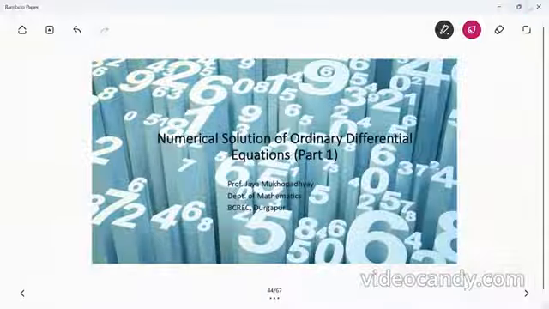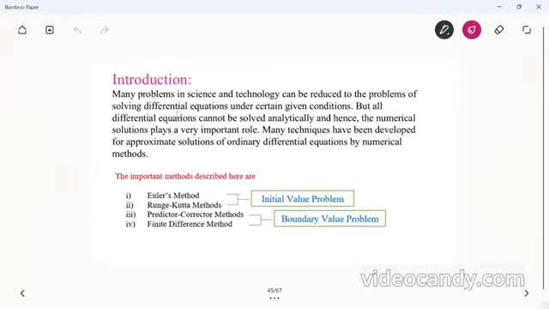So in this slide we are discussing first Euler's method, then Runge-Kutta method of order 2 and order 4. Now, introduction. Many problems in science and engineering can be reduced to the problems of solving differential equations under certain given conditions. But all differential equations cannot be solved analytically, and hence the numerical solutions play a very important role. Many techniques have been developed for approximate solutions of ordinary differential equations by numerical methods.